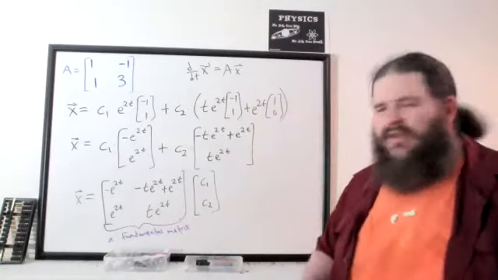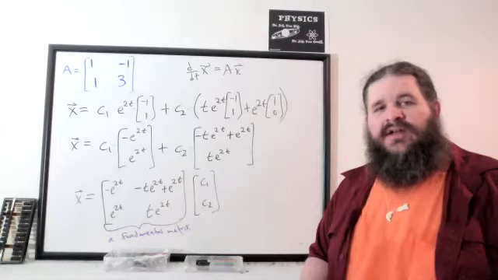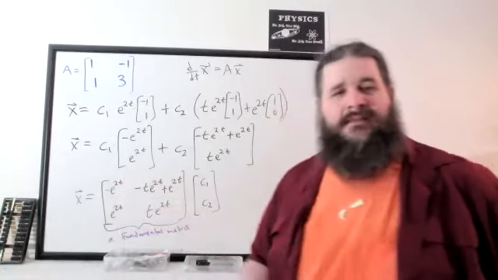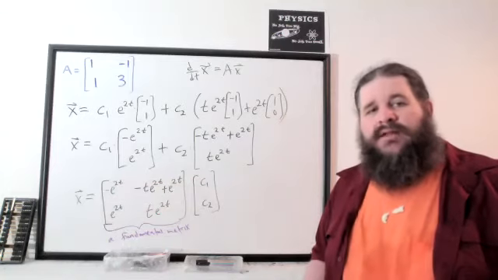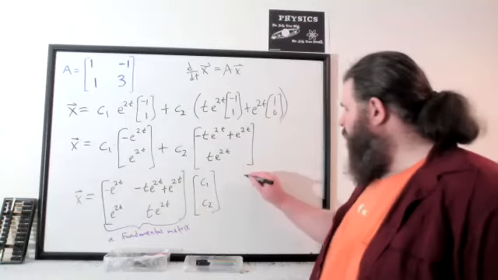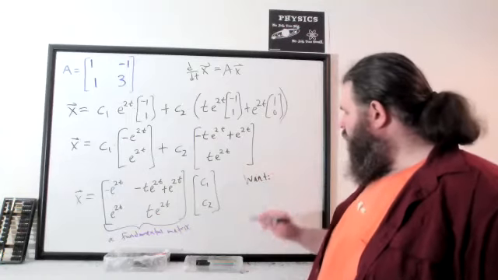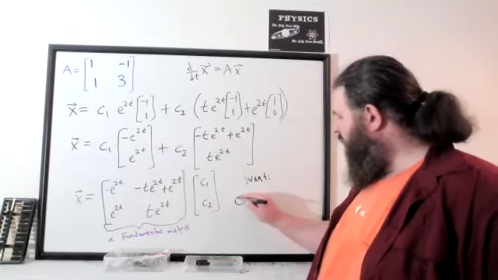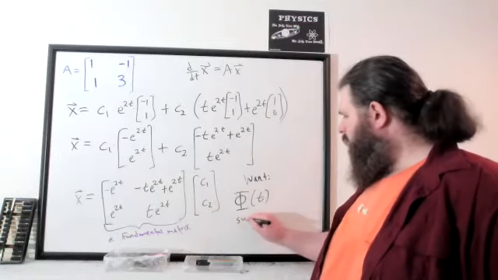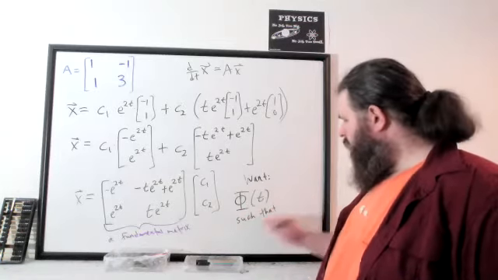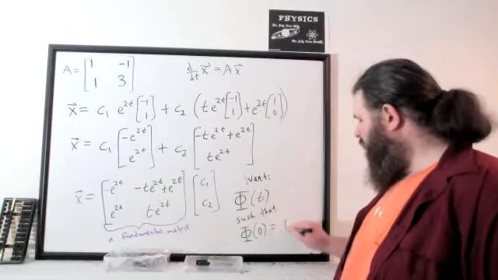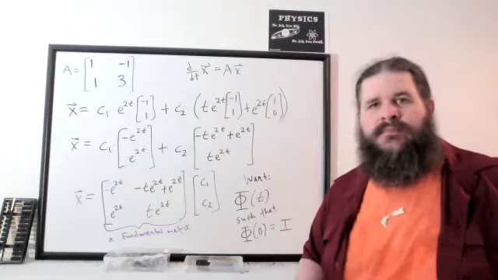But the problem is it's not a very useful fundamental matrix. It's not as useful because if you plug in 0, this doesn't turn into the identity matrix. Ideally, we want a fundamental matrix that turns into the identity matrix when you plug in 0. We want a fundamental matrix, and I think this is usually called capital Phi, such that when you plug in 0 for t, you get the identity matrix.